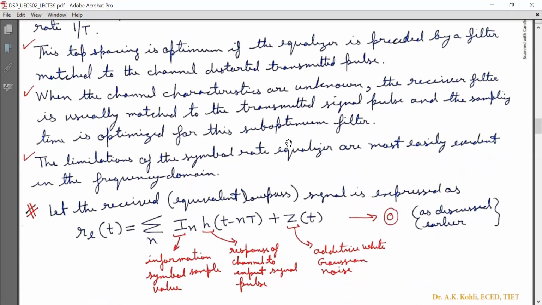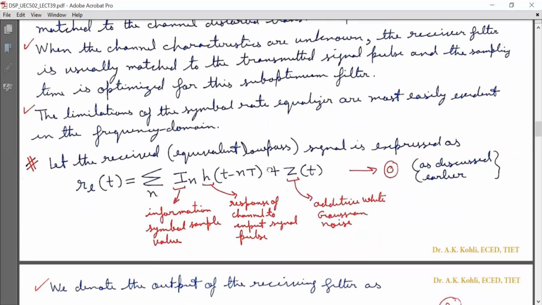The limitations of symbol rate equalizer are most easily evident in the frequency domain. Let the received equivalent low pass signal be expressed as r_l(t) equal to summation n I_n h(t minus nT) plus z(t), marked as equation O, which we have discussed earlier also. Here I_n is the information sample value, h is the response of the channel to the input signal pulse, z(t) is the additive white Gaussian noise. So this equation we have discussed earlier.